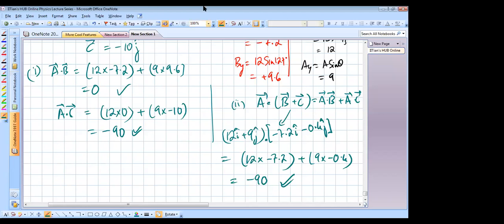So I mean, nothing really there. It's just a matter of substitution and doing the algebra.